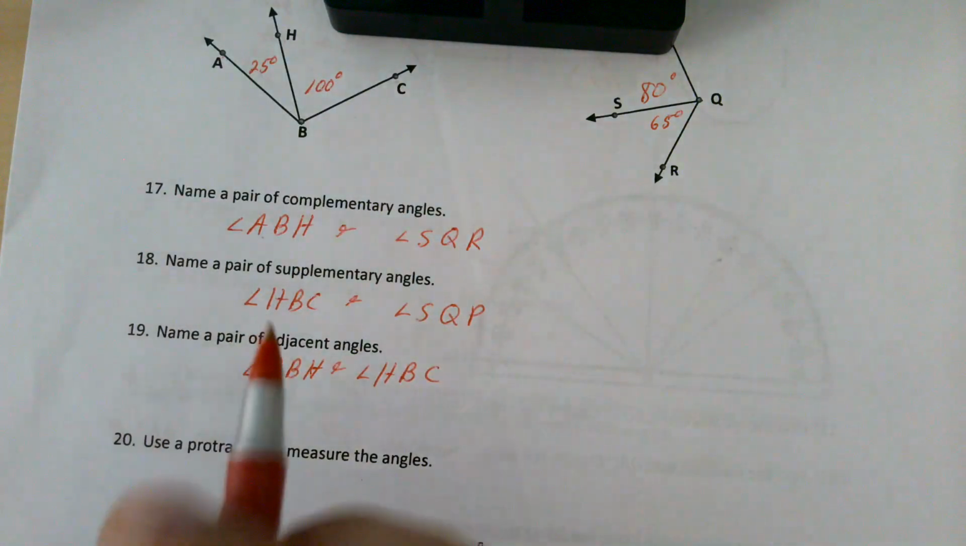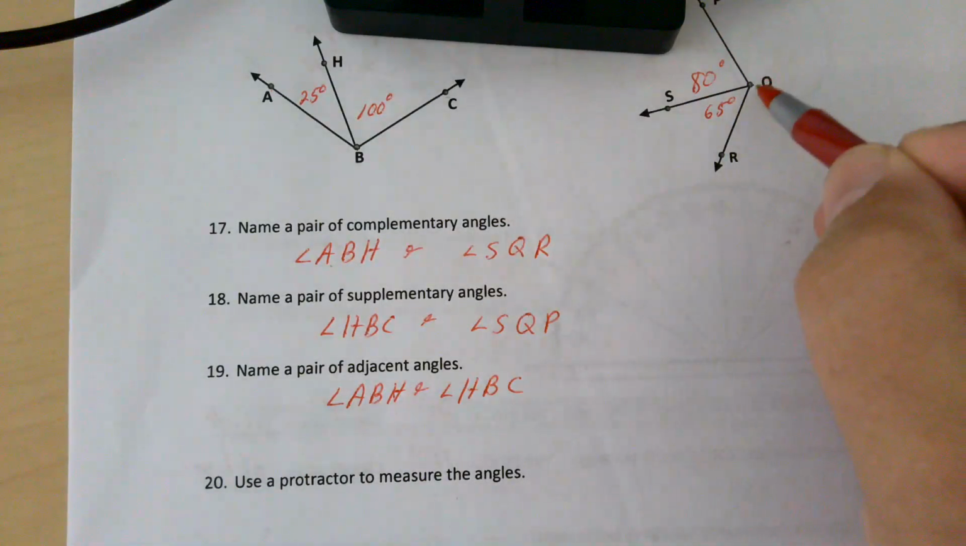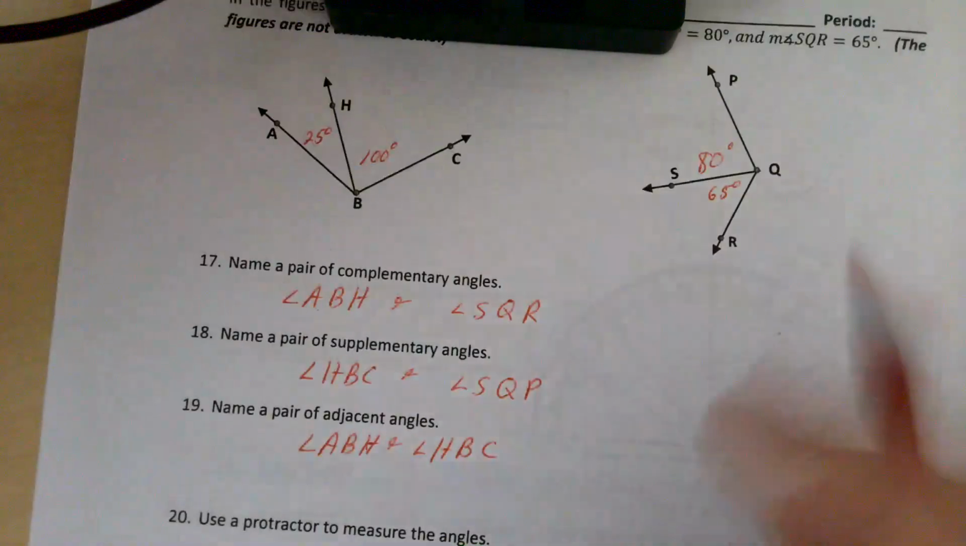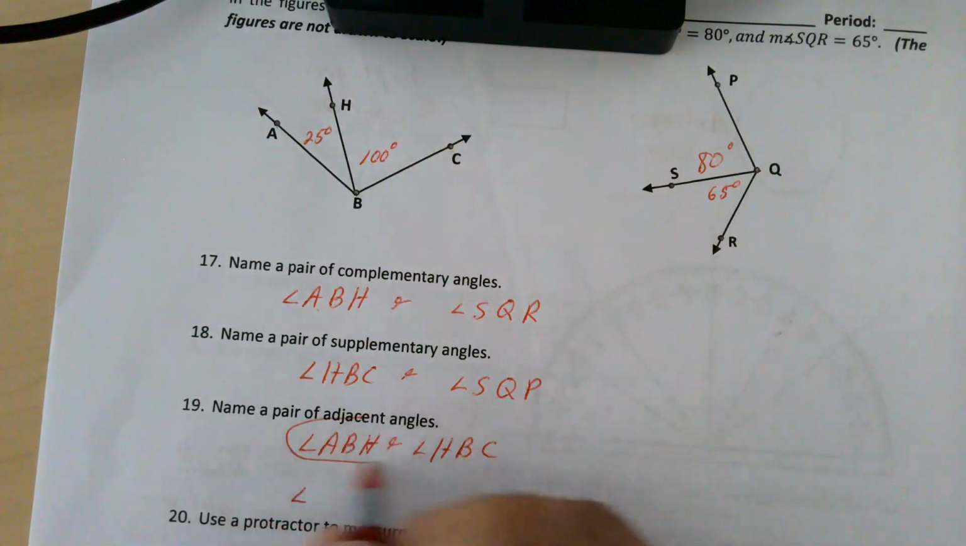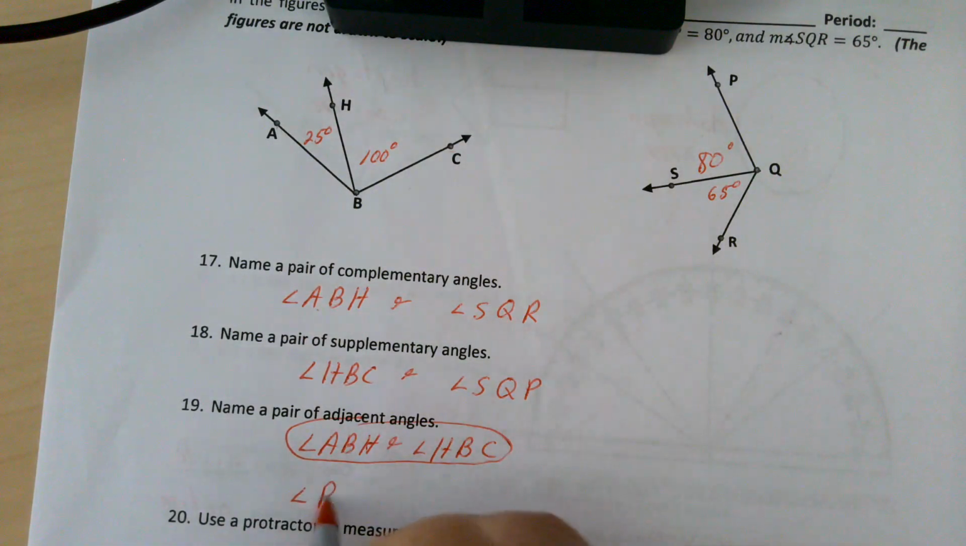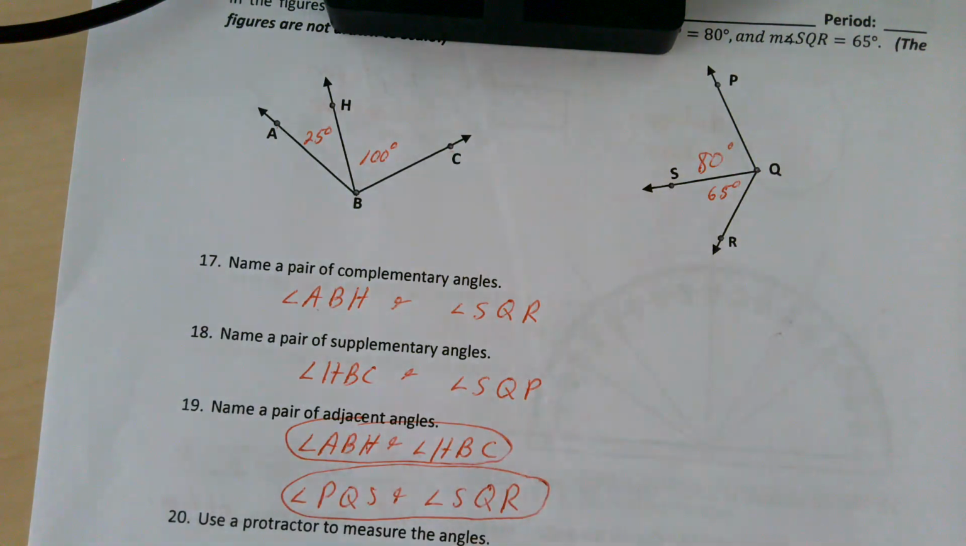I'm going to also list the other pair. This other diagram has PQ. You can see PQS. So these are a pair, and then angle PQS and angle SQR. They are next to each other. That's all adjacent angles mean.